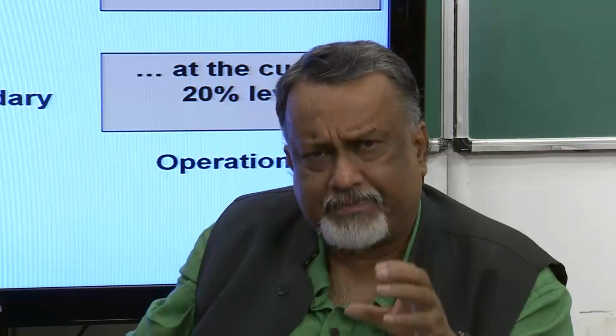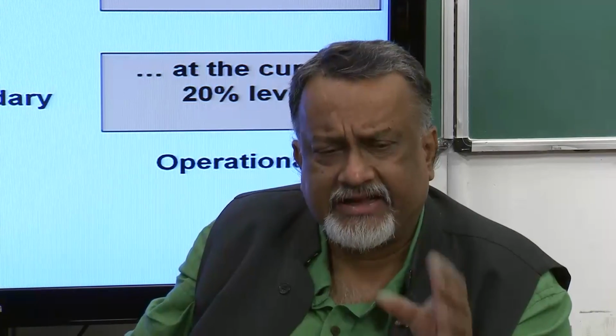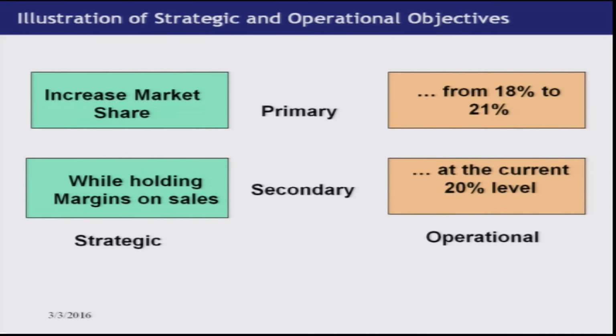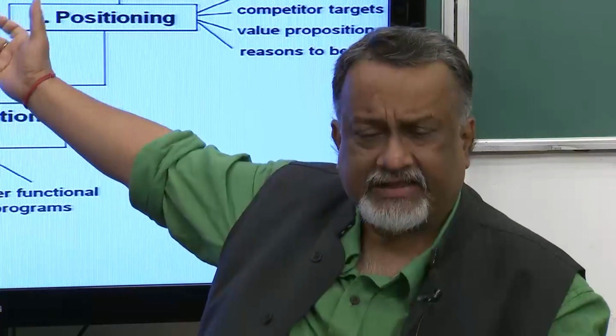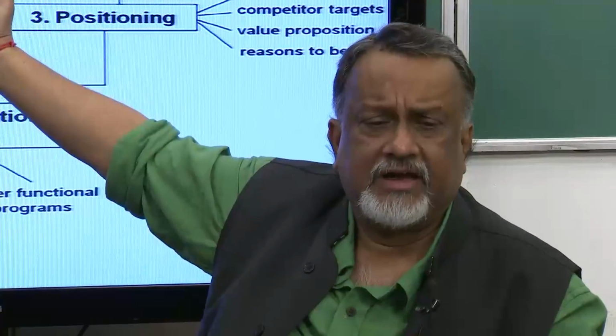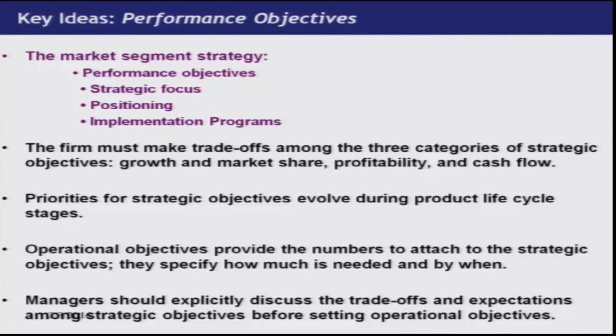segmentation, target, positioning package must also lead to this kind of statement: increase our primary market share from 18% to 21%, while holding our margin on sales at the current 20% level. So, this is a typical, very crisp, clear strategic statement that will come out of the STP exercise, and that will help us understand which of the different priorities in this diagram we will go for, or what kind of resource allocation we will go for.